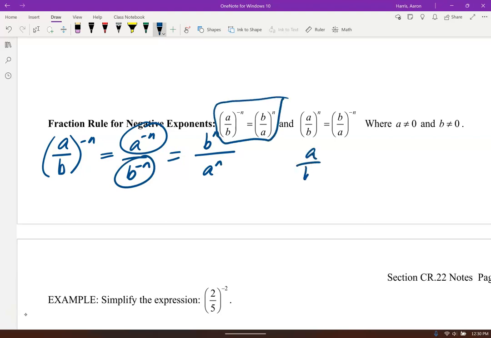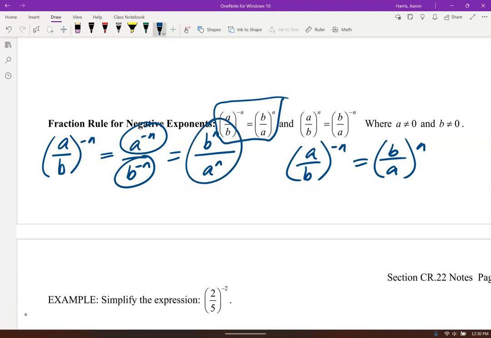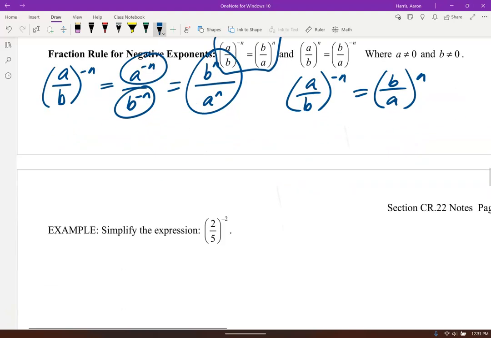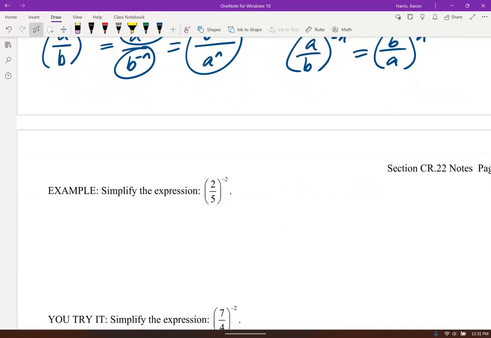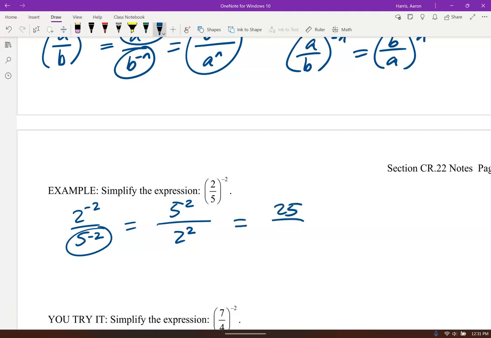So if you want, you can just switch it, b over a to the n, right? Because it's b to the n over a to the n. So however you like to do it, I like to kind of do it slower. So I'm going to take 2 to the negative 2. I'm going to take the 5 to the negative 2. 2 to the negative 2 goes down, becomes 2 squared. 5 to the negative 2 will go up and become 5 squared because 5 to the negative 2 is 1 over 5 squared. So now we got 25 over 4.